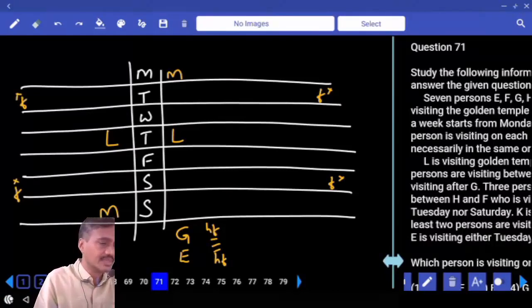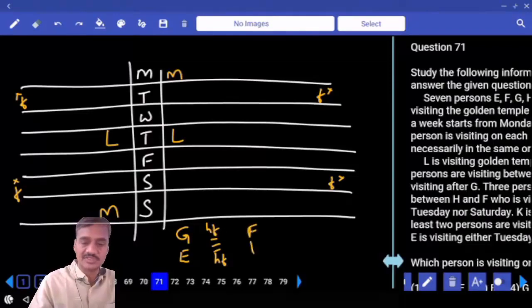Then next one, K is visiting after F. Now this K is visiting after whom? After F. At least 2 persons between K and Z. At least 2 means minimum 2 persons between K and Z. E is visiting either Tuesday or Saturday. Now we have this information either E is Tuesday or Saturday.